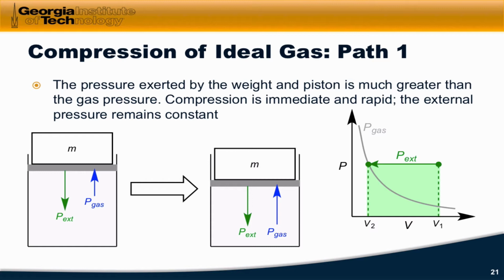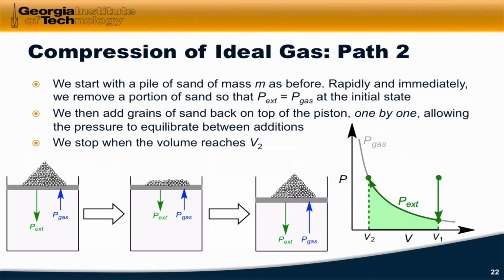The process stops when the external pressure is perfectly counterbalanced by the gas pressure. We know from the ideal gas law that the gas pressure will increase as compression takes place. This is what we'll call path 1, immediate and rapid compression due to a finite and large difference between the external pressure and the gas pressure. We can do this same process in a slightly different way.